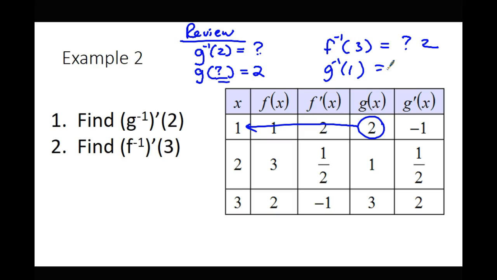All right, Michael, what did you get, bud? g inverse of 1 is 2 again. Good. All right, let's do one more. How about f inverse of 2? 2. One more. What do you think, Matthew?